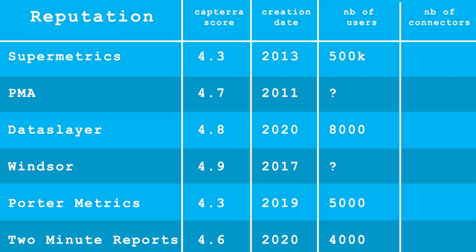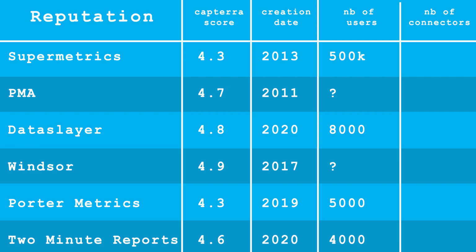Next, the company's creation date. The older it is, the better. Same for the number of users. The more, the merrier. About this, Supermetrics is far beyond the rest of the troop, according to the numbers they accepted to give me. The most recent ones, such as Portometrics or 2-minute reports, still need to prove themselves. And that's why they're more affordable. The risk is easier to accept this way.